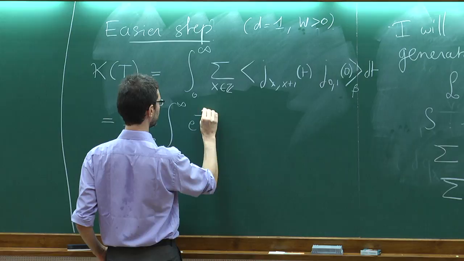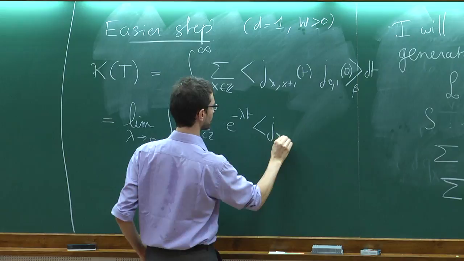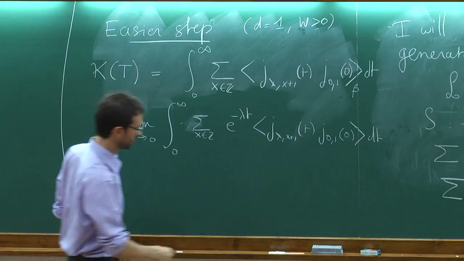exponential of minus lambda t, sum over x in Z, g_{x,x+1}(t) g_{0,1}(0) dt. Okay.